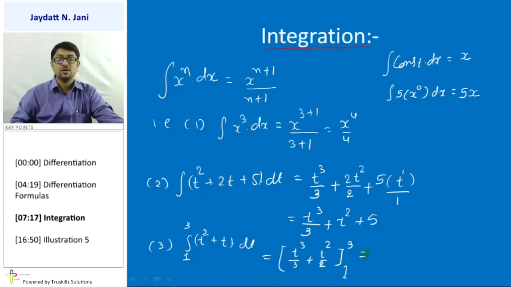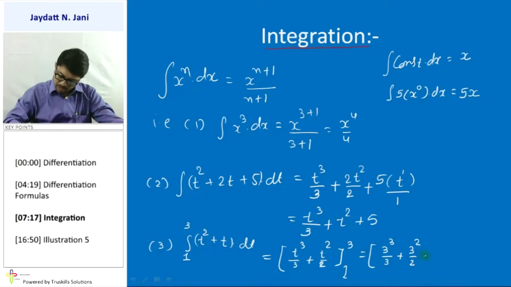Now listen, the rule says for integration, first of all place the upper limit, because here t is considered as a variable, minus the lower limit. So some value will be formed like this: 3 cube upon 3 plus 3 square upon 2. First of all, I just place the upper limit. Now minus sign. Now place the lower limit: 1 cube upon 3 plus 1 square upon 2.